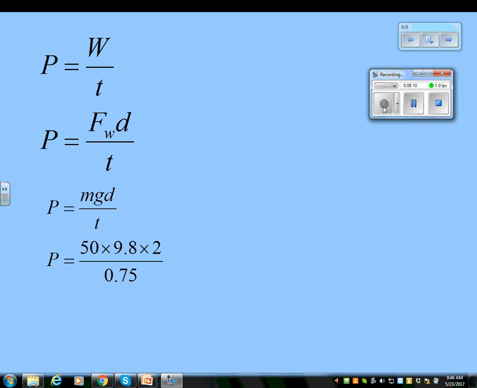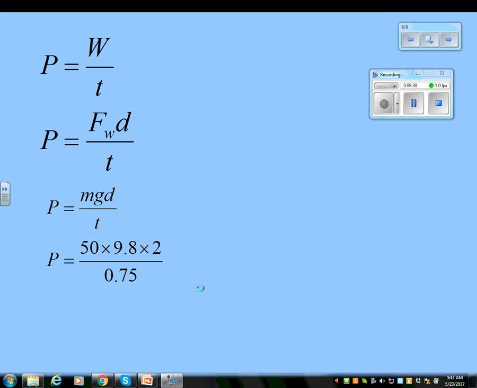Okay, so does that make sense? 50 kilograms times 9.8 times the distance of 2 divided by 0.75 is the time. How did we get 0.75? Is it only like 0.75 seconds? Really? That seems like not very much time.